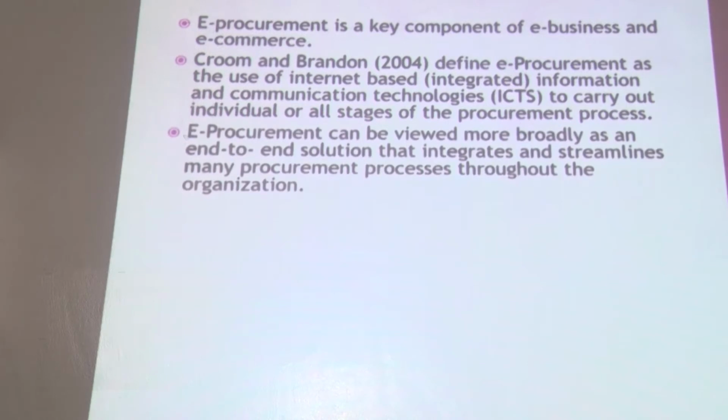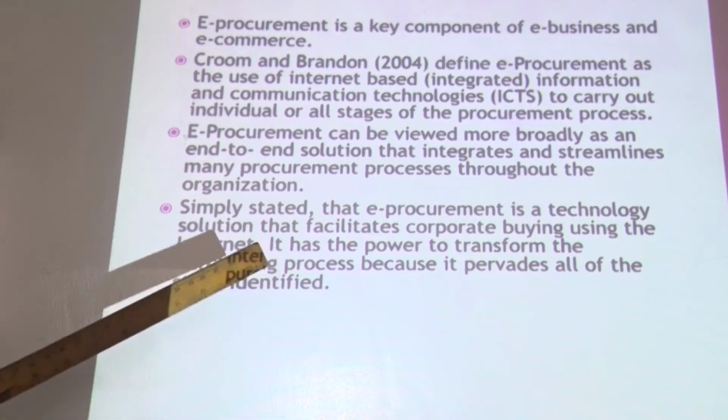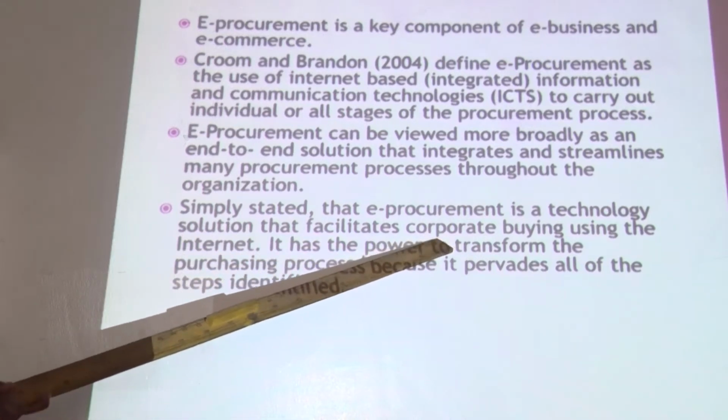E-procurement can be viewed more broadly as the end-to-end solution that integrates and streamlines many procurement processes throughout the organization. So companies focus on e-procurement to enable them streamline all the procurement process throughout the organization. Simply stated, e-procurement is a technology solution that facilitates corporate buying using the internet. It has the power to transform the purchasing process because it covers all the steps identified. So you realize e-procurement facilitates corporate buying.